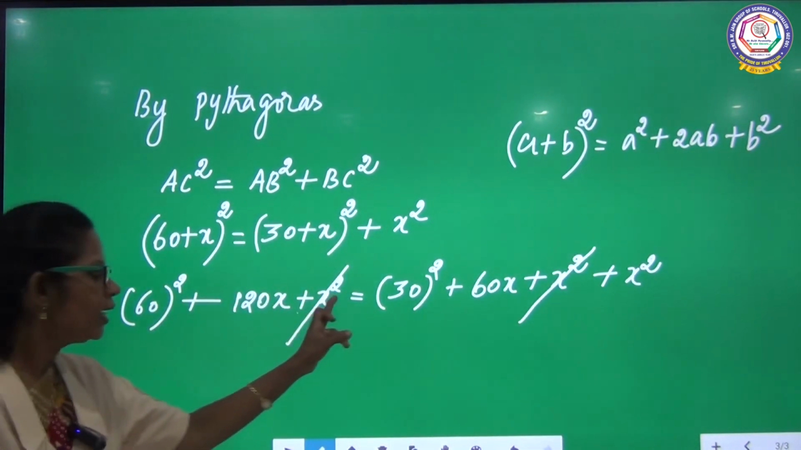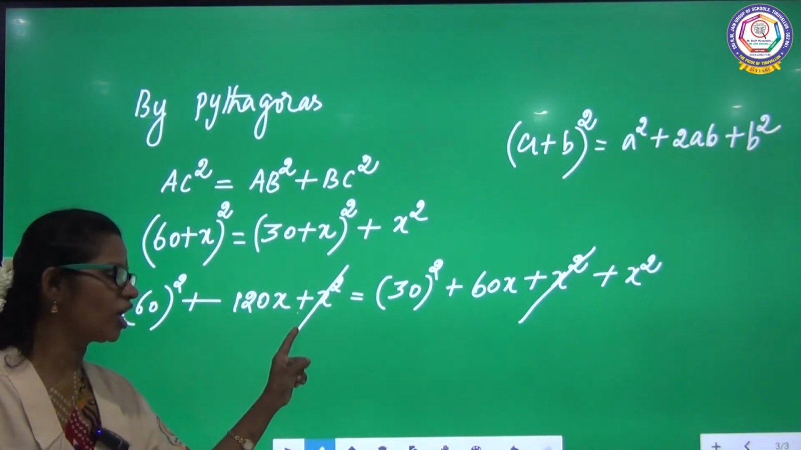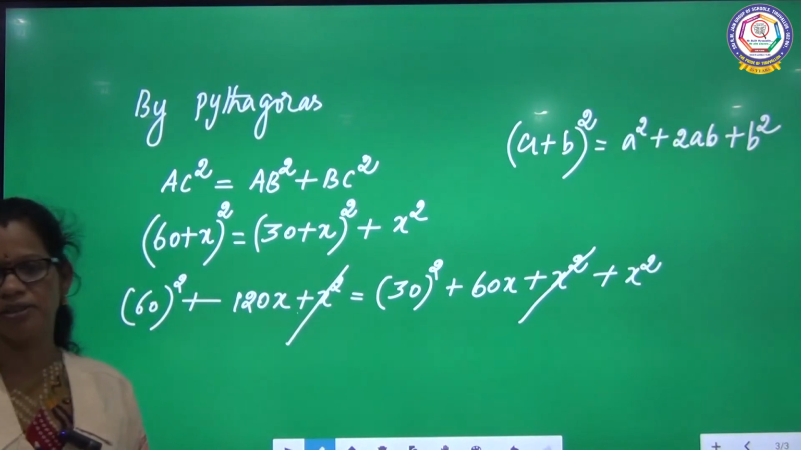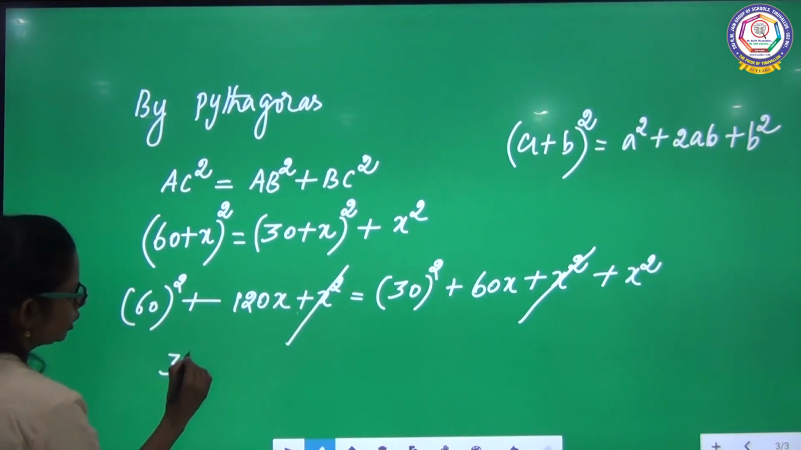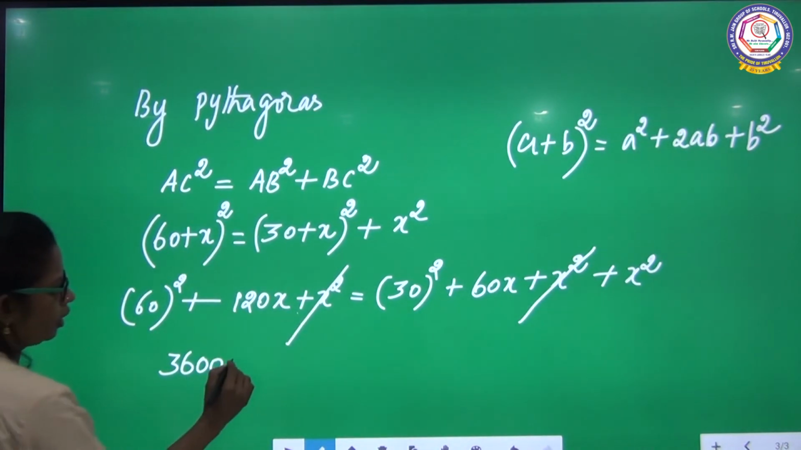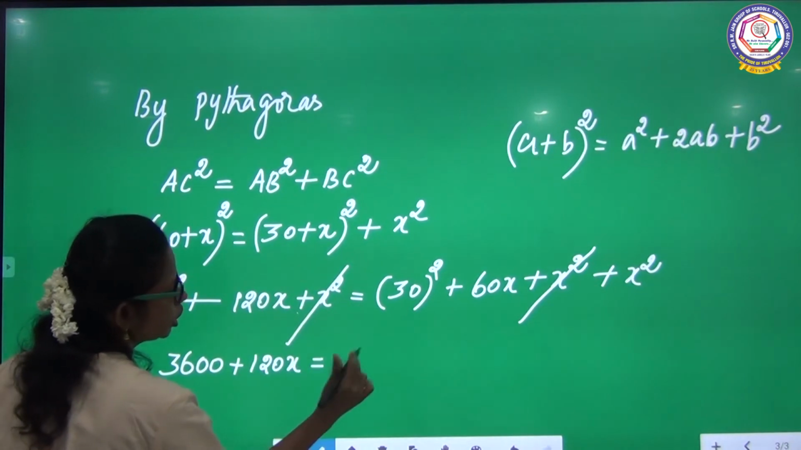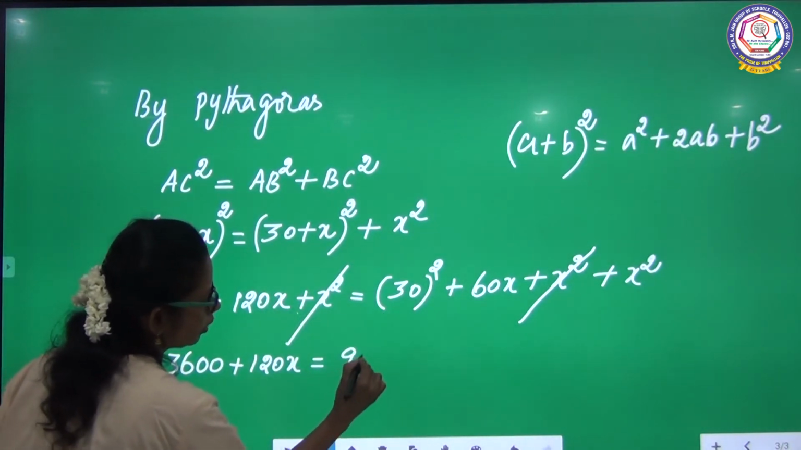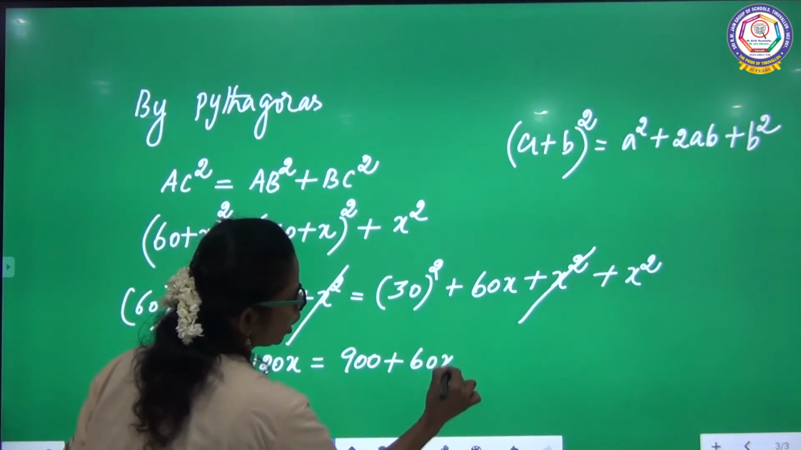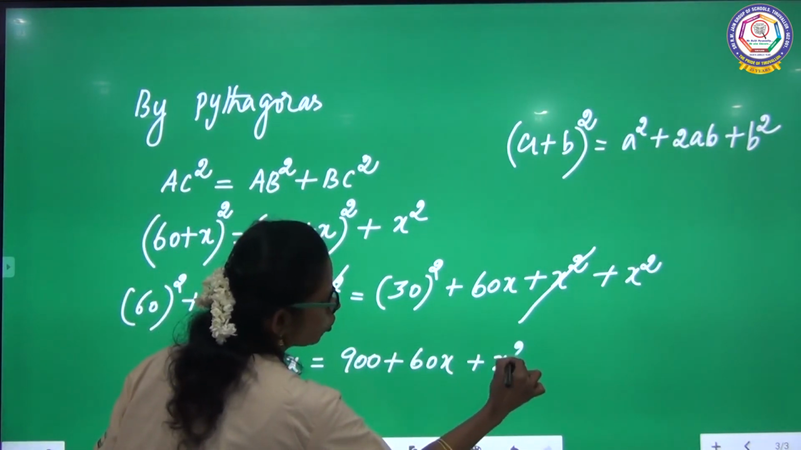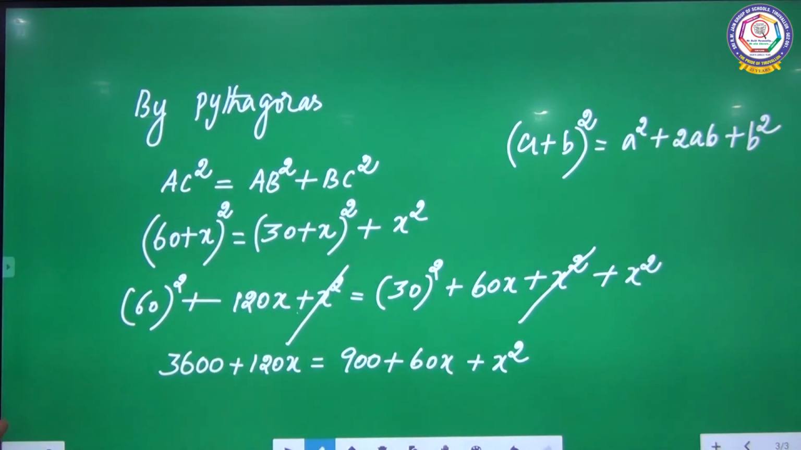Again I repeat, in between equal, if the coefficient and the sign are the same, you can cancel the term. Now 60 square means 3600 plus 120x equal to 30 square, 900 plus 60x plus x square. The whole statement you are going to convert into a quadratic equation.